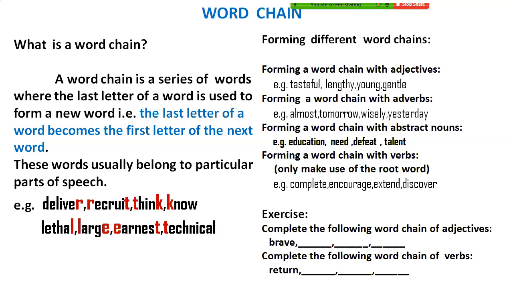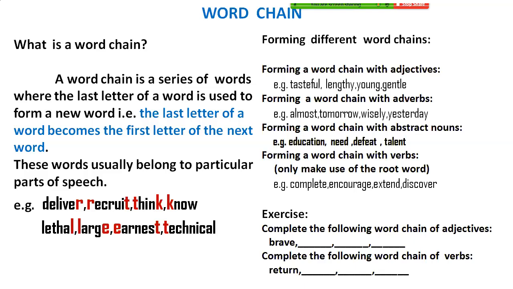You could also form word chains using verbs, like we've already done. But in the case of verbs, you should make note of this rule. You can only use the root word. For example, complete. The verb complete ends with the letter E.